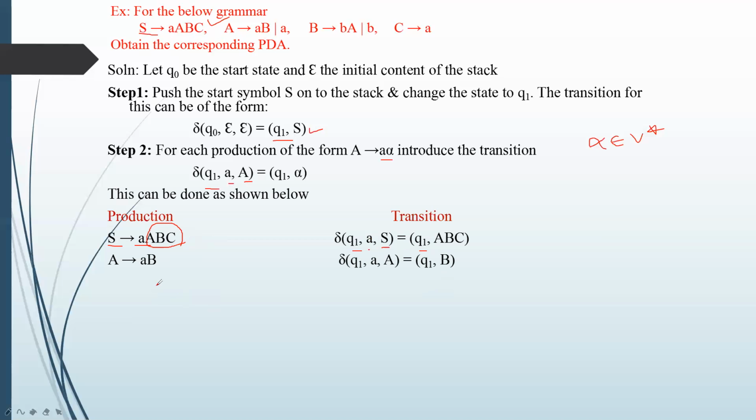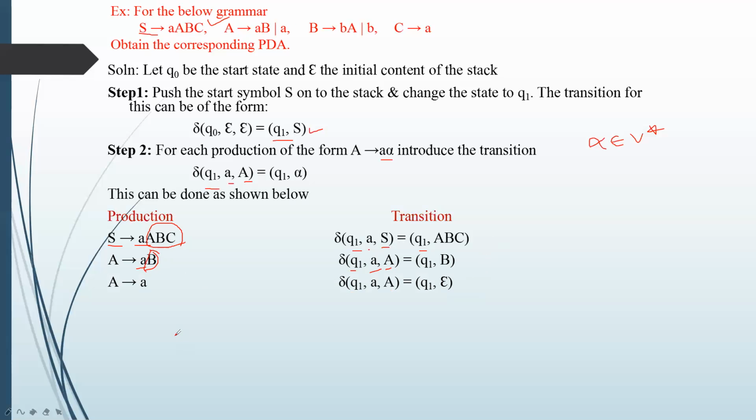Then consider the next production, A produces aAB. Again, it is in the GNF form. What do we have to do? You are in the state Q1 itself. Here you check the terminal, it is a, and the top of the stack is A, which is producing aAB. You are in the state Q1 itself, and this is our α. So δ(Q1, a, A) = (Q1, AB).